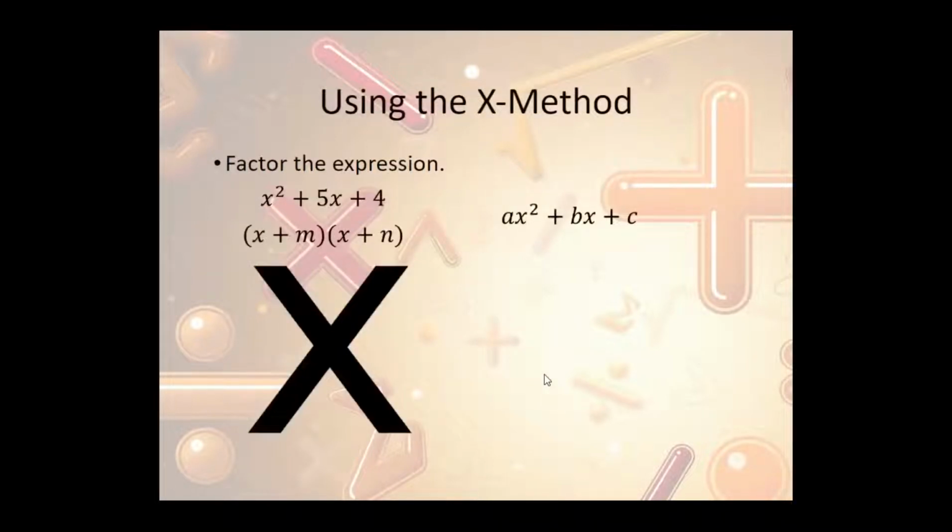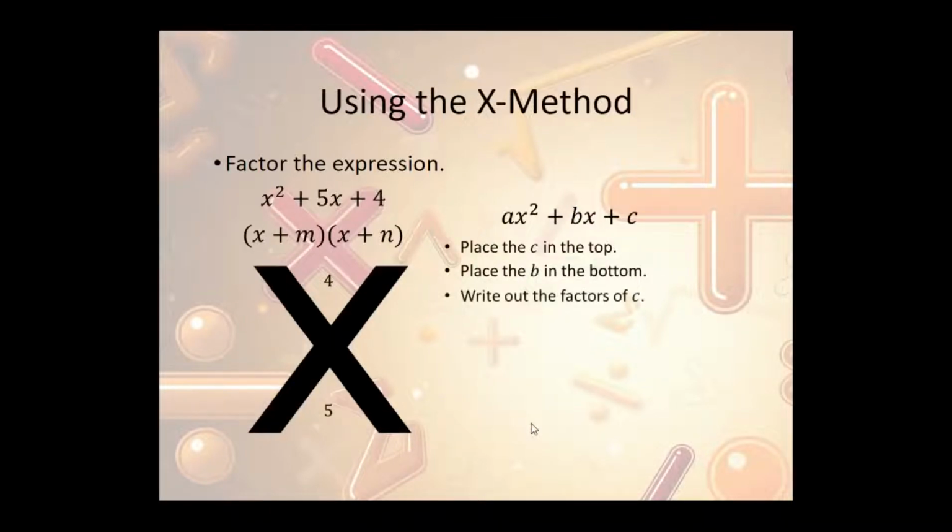And the way we do it is by using the x method. So we're looking at the same question, and here's what we do. We place c in the top. So c is 4, so this goes up here. Then we place b in the bottom. B is the middle number, so this goes here.